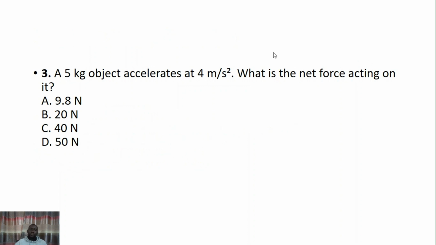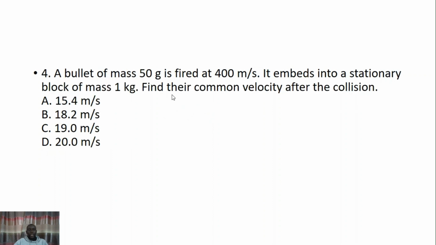A 5 kilogram body accelerates at 4 meters per second squared. What is the net force acting on it? The force is equal to mass times acceleration. This one is straightforward. Okay, I believe you should be able to do that. A bullet of mass 50 gram is fired at 400 meters per second. It embeds in a stationary block of mass 1 kilogram. Find their common velocity after the collision.